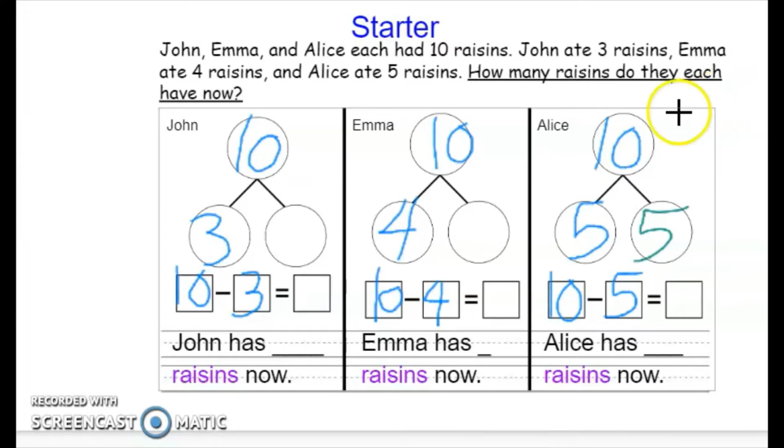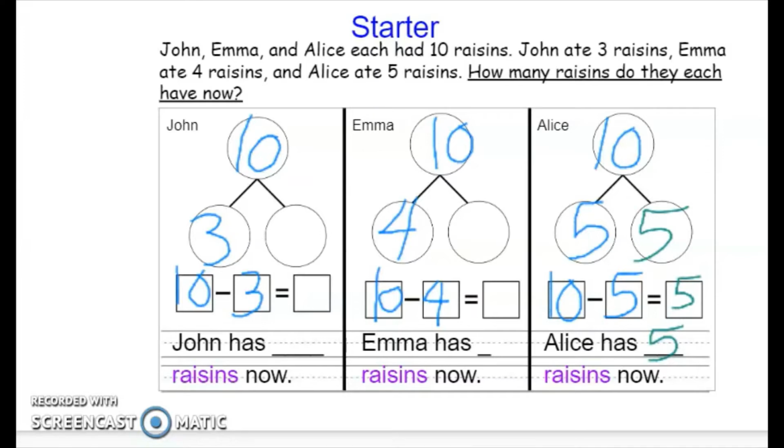So Alice had 10 raisins. She ate 5 and now she has 5 raisins left. Let's fill it in for our solution and let's put it into our complete sentence. Our complete sentence reads now, Alice has 5 raisins now. 5 is our solution. It was also our missing part, and raisins is our unit.